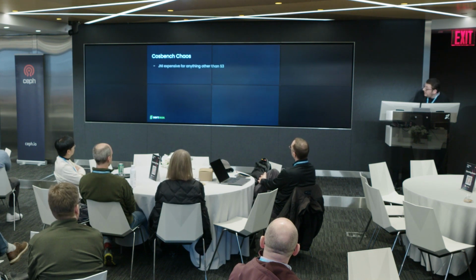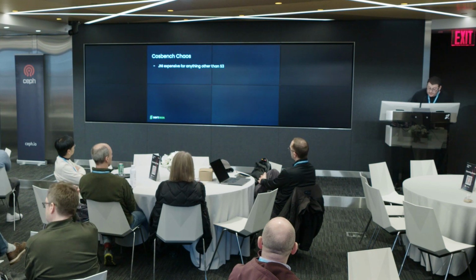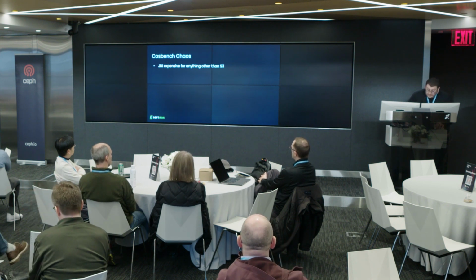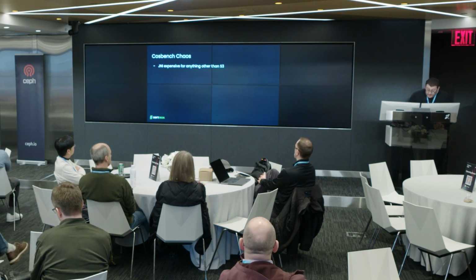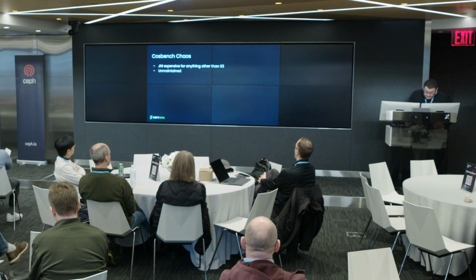The first one is that the Java native interface is pretty expensive, so if you're doing it for anything other than S3, it's not great. Amazon has a pure Java implementation of S3 clients, so it's cheap to run S3 benchmarks from the JVM, but for anything else like Librados or LibRBD, Cosbench has to traverse the JNI, which is expensive. Also, Cosbench is unmaintained. It's been unmaintained for a while, but you could theoretically maintain it. We could pick it up and work on it.